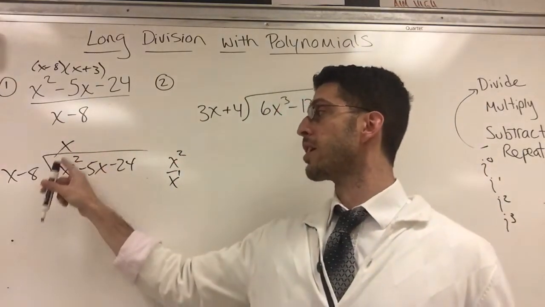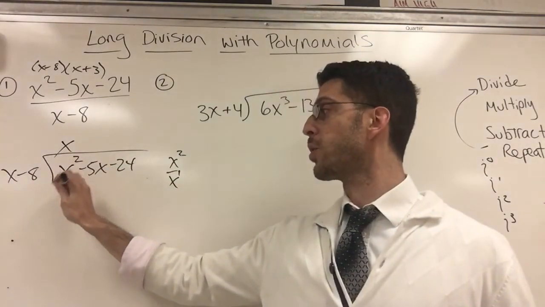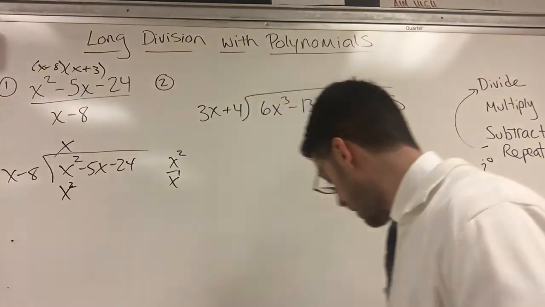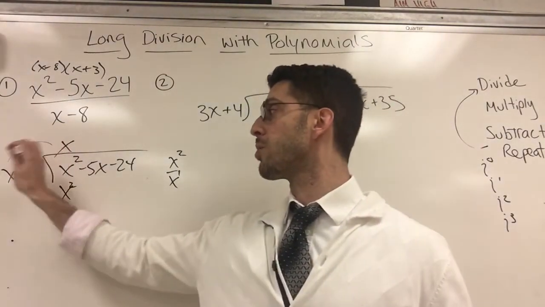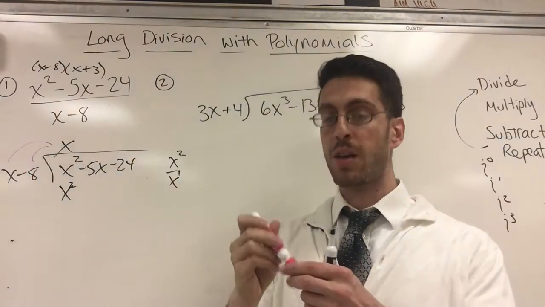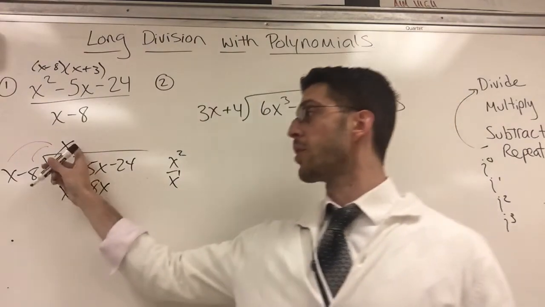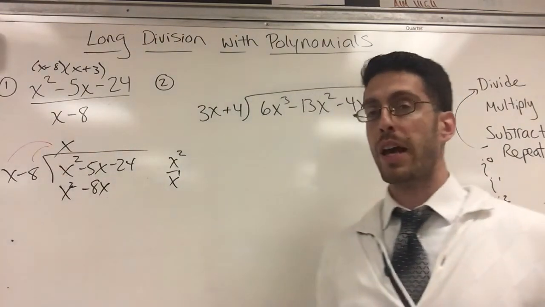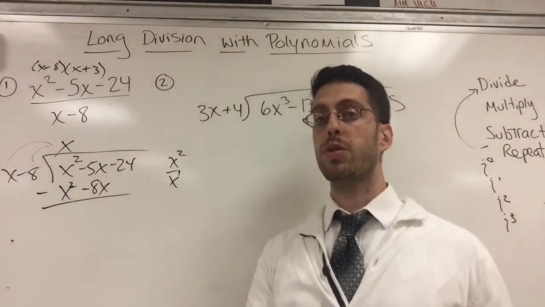So that's just x. Now what's the next step? Multiply. x times x is x squared. But what you didn't do in third grade that you have to do now is you're actually distributing x times the x and x times that negative 8. So that becomes negative 8x. All right? So this times both terms. Now, the next step is to subtract. And be careful when you're subtracting.